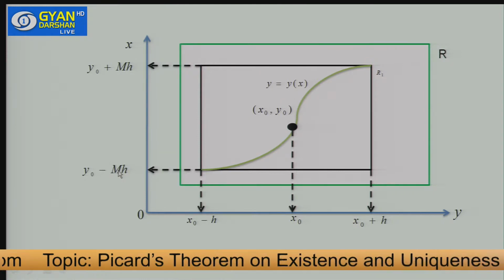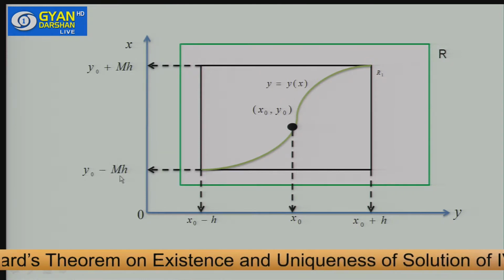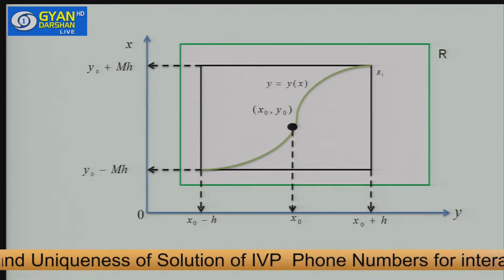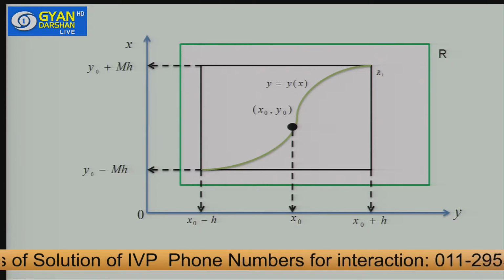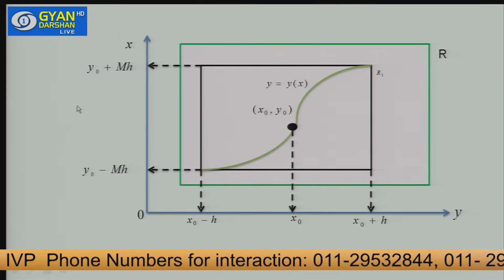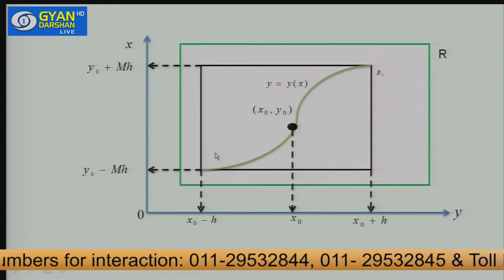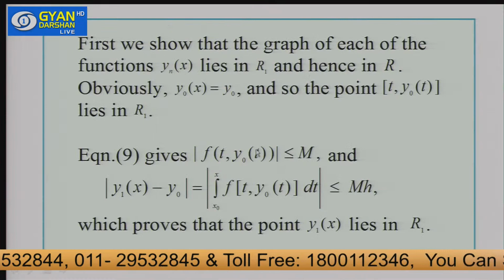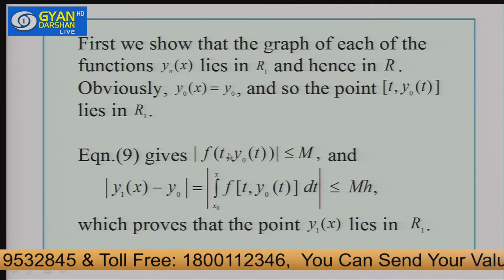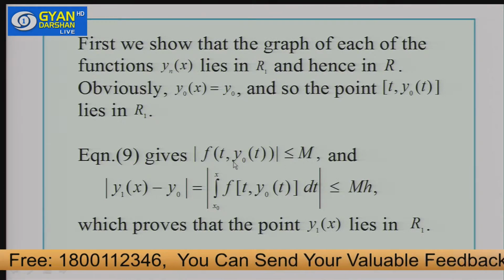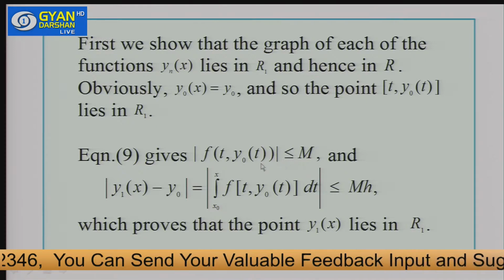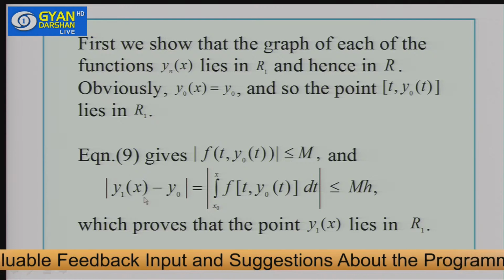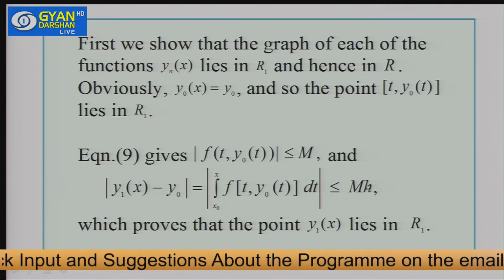Obviously M is dependent on f of x, y. We have already assumed that f of x, y is bounded by M. That's why this type of region has been taken, so that in future we can use it. Now, this is bounded by M as I was saying. For every x, f of x comma y is bounded by M for all x comma y. So obviously this is also bounded by M. So the modulus of y1 minus y0 is bounded by Mh.